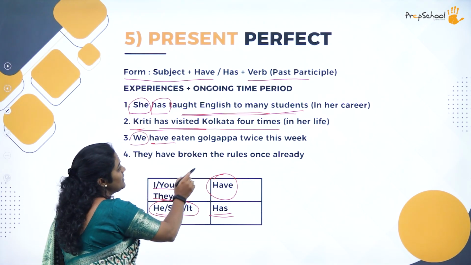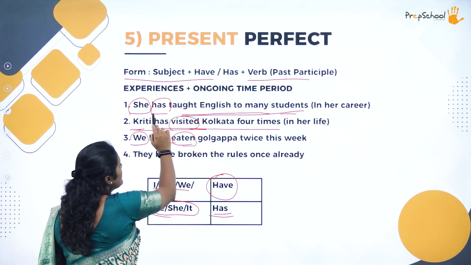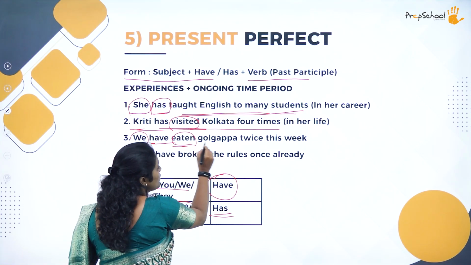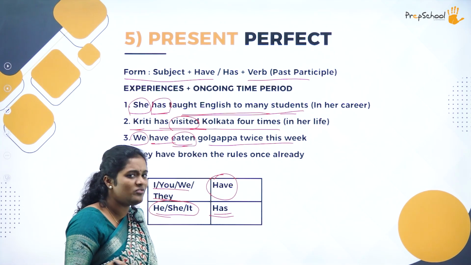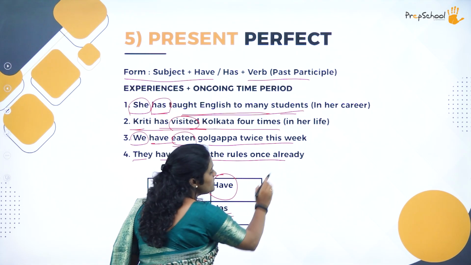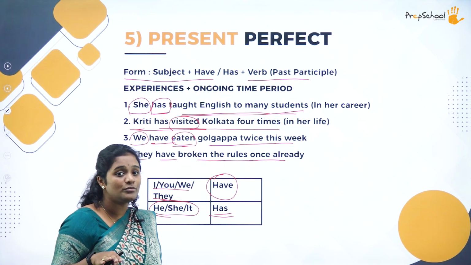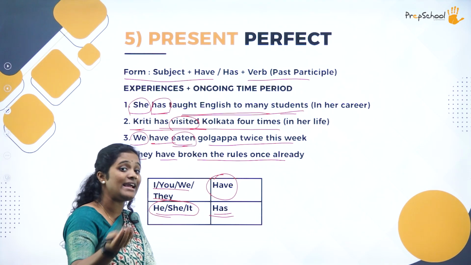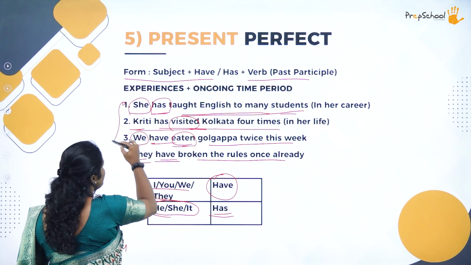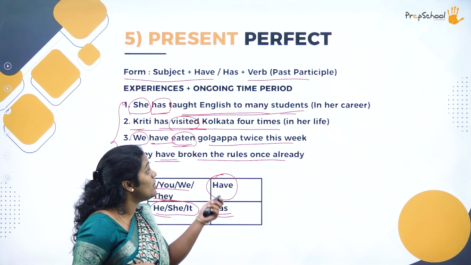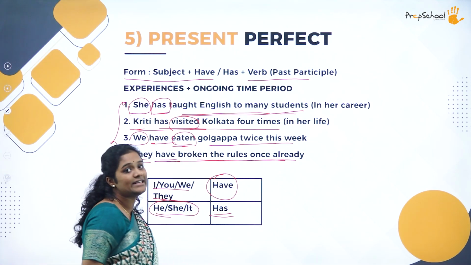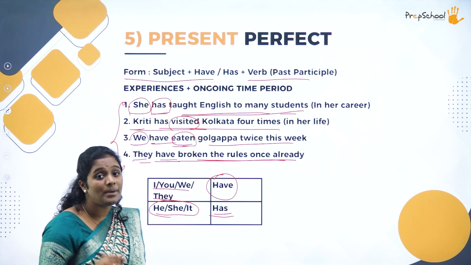Then, we have eaten. You see that these verbs, these action words, are in the past participle. Eaten Golgappa twice this week. We might eat a couple more times this week. However, twice we have eaten. They have broken the rules once already. There is no guarantee that they are not going to do it again. However, they have already once broken the rules. You see that there is subject, has or have, plus verb in the past participle, in the past form. Broken the rules once already. So that is it about present perfect tense.